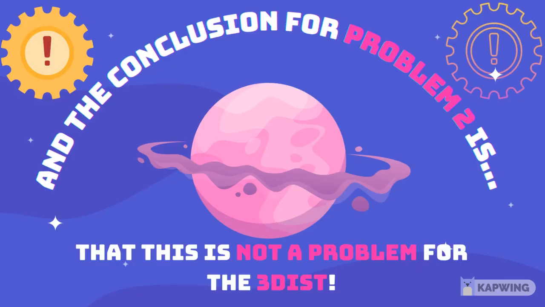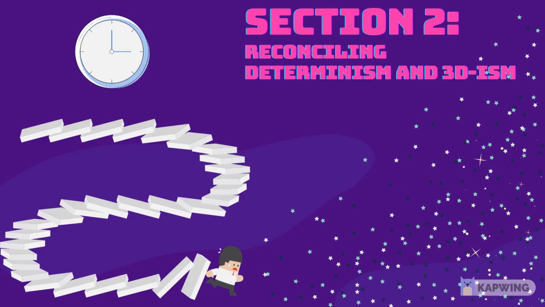So in conclusion, this is equally not a problem for a 3Dist. That brings us into section 2, reconciling determinism and 3Dism. So firstly, let's just explain determinism.